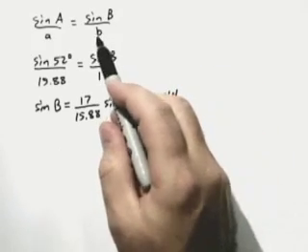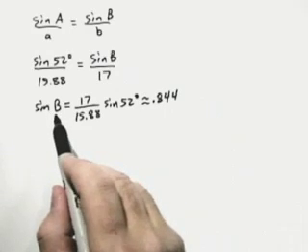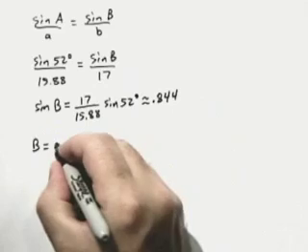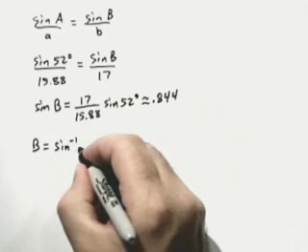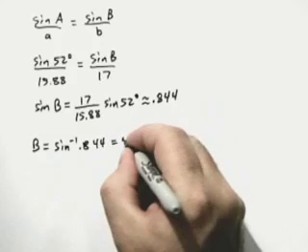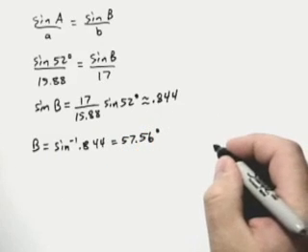Since side B is not the longest side of the triangle, we know that angle B has to be less than 90 degrees. Therefore, B will equal sine inverse of 0.844, or about 57.56 degrees.